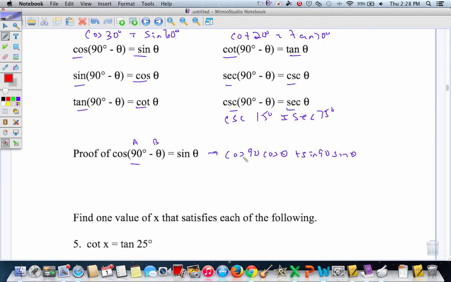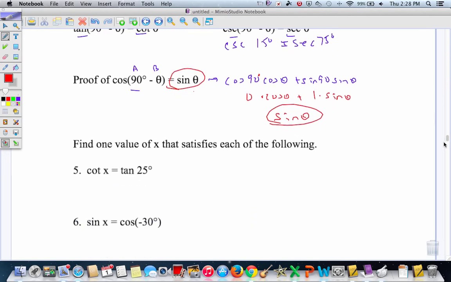If we go to our unit circle and make our substitutions for the angles that are there, the cosine of 90 degrees is 0 times the cosine. The sine of 90 is 1 times the sine. 0 times anything is 0, so we're left with 1 times sine, or you can see it does equal the sine of theta like we have over here.